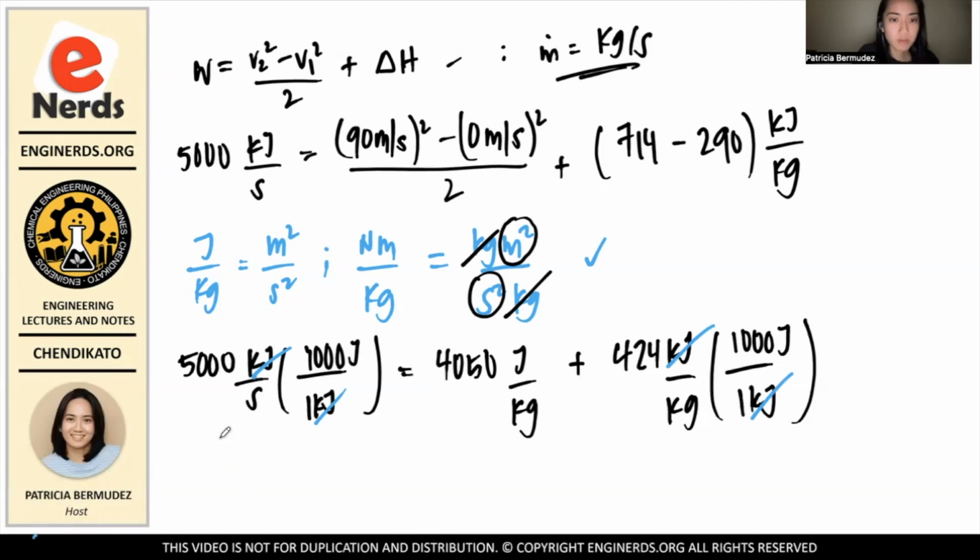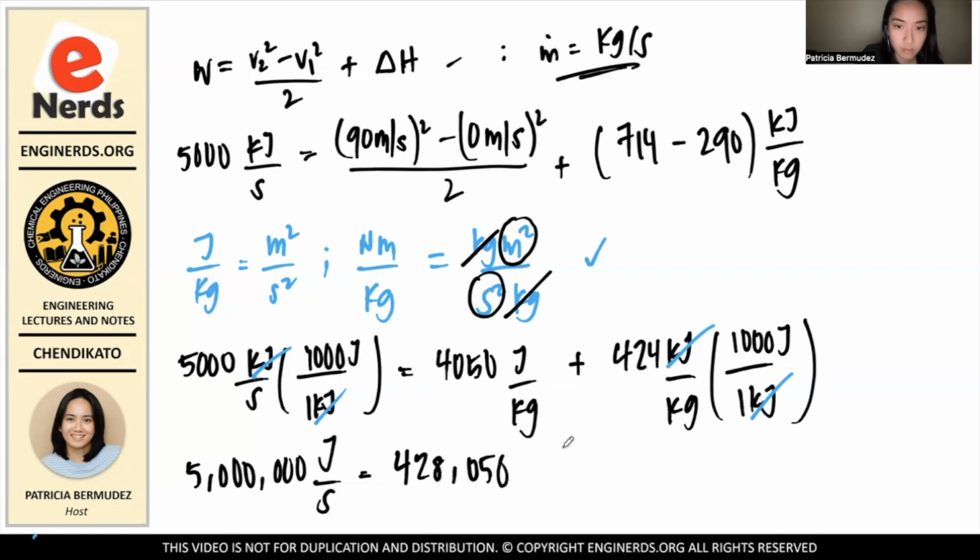Okay? So, simplifying the values, we have 5 million joules per second is equal to this. Combining it, we have 4,050 plus 424 times 1,000. And the value here is 428,050 joules per kilogram.